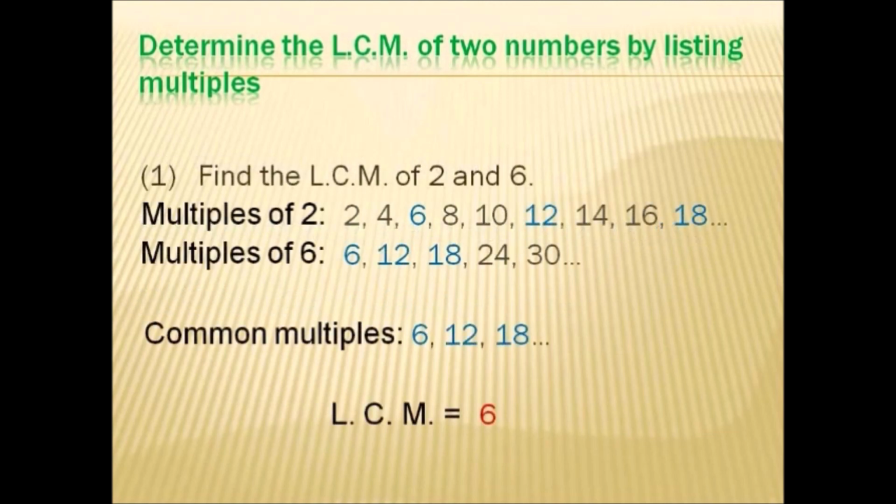So once you identify the common multiples in blue, the common multiples are 6, 12, 18, and so on. So once you know what the common multiples are, look at them. Which number is the lowest? The lowest number is 6. So the LCM of 2 and 6 is 6, not 12. 12 isn't the lowest number, 18 isn't the lowest number. The lowest number would be 6.